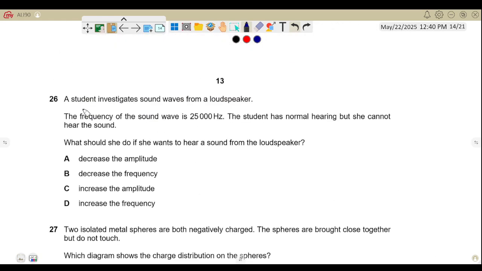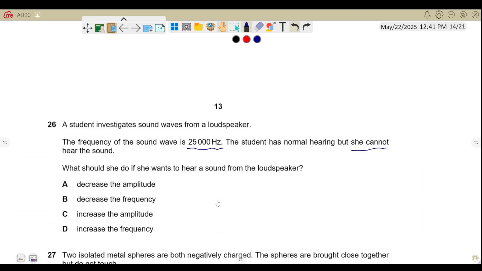The 26th question: a student investigates a sound wave from a loudspeaker. The frequency of the sound wave is 25,000 Hz. The student has normal hearing, but she cannot hear the sound. What should she do if she wants to hear the sound from the loudspeaker?